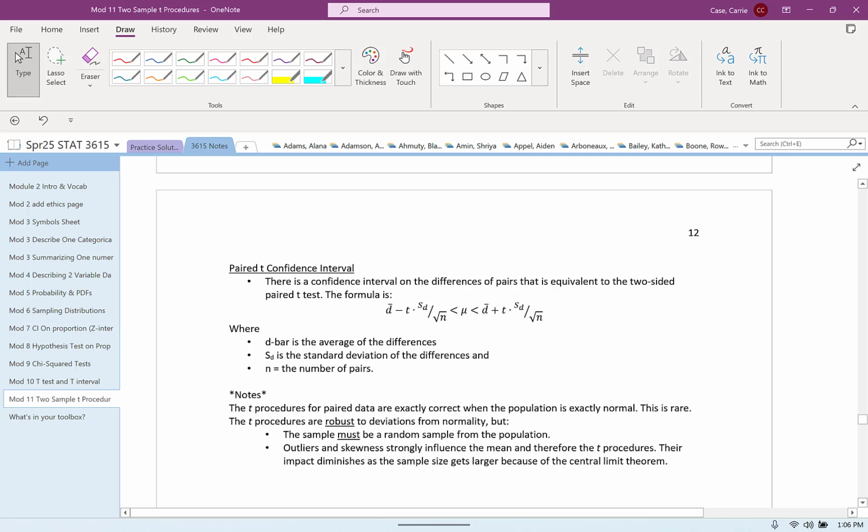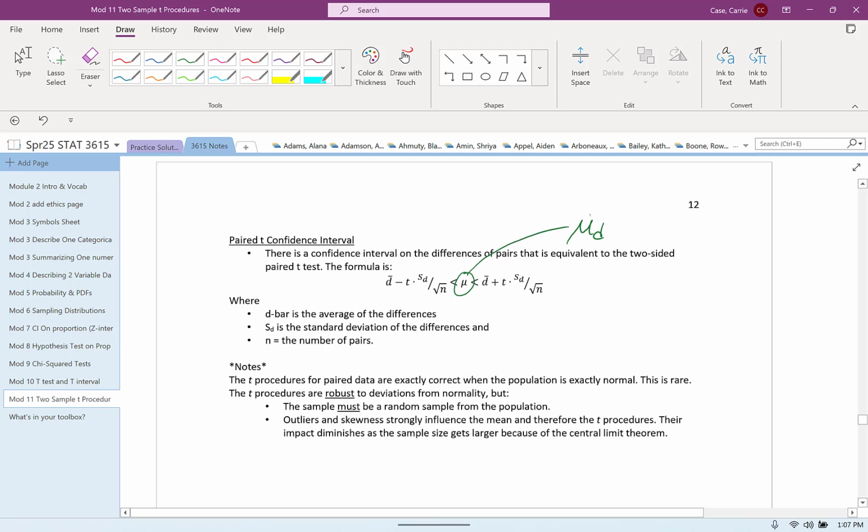The paired t confidence interval is exactly what you'd expect it to be. It's d bar plus or minus t times the standard deviation over the square root of n. And what we're estimating here is mu sub d. It's the mean of the differences, where d bar is the average of the differences, s sub d is standard deviation of the differences, and n is the number of pairs.